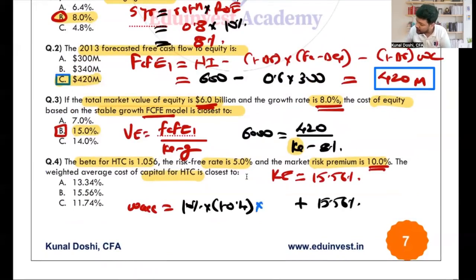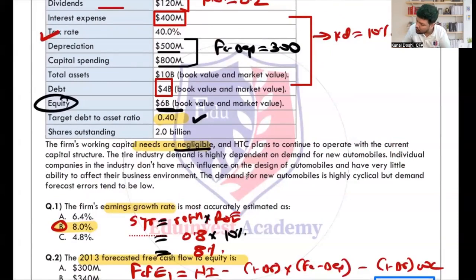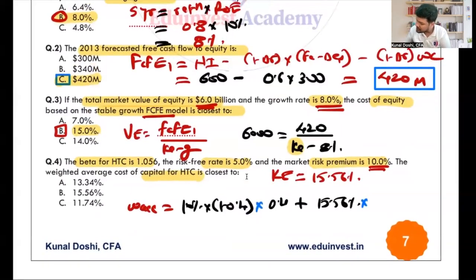And now what I require is the weight. Clear? For the weight, I have the market value and book value weights. This will provide me the weight, right? So I have 4 billion of debt, 6 billion of equity. So total is 10 billion. So debt is 40%. Easy. 4 out of 10 is 40% and equity is 60%. So 10 into 0.6 for debt after tax, 6 into 0.4 and 15.56 into 0.6, plus, equal. You'll get 11.736 roughly, isn't it?